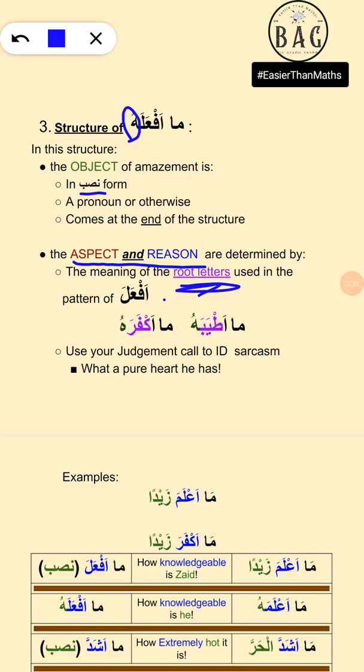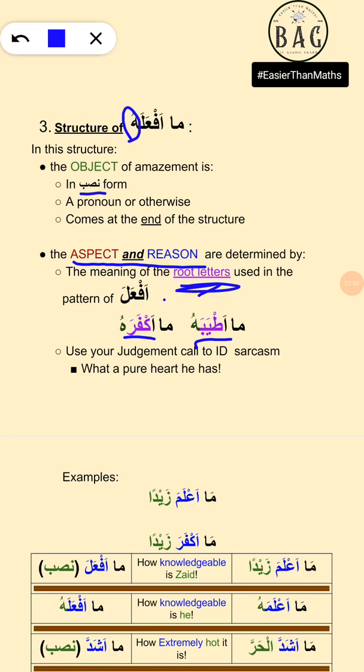Okay, so for example, ma atiyabahu, here the root letters are ta, ya, and ba, and the root letters here are ka, fa, and ra. Okay, so the very word or the meaning of these root letters are going to form the aspect as well as the reason of the amazement. Okay, so this is the good thing about this structure.